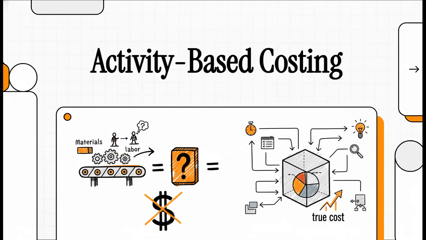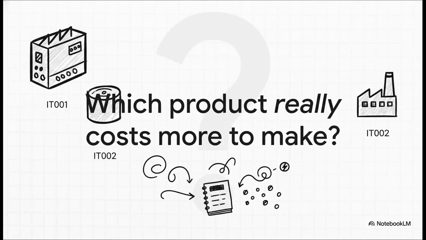You know, when you run a business, you think you have a handle on your costs, right? You add up the cost of materials, you factor in the labor, and that's it. Well, what if I told you that simple approach could be completely wrong? Today, we're going to pull back the curtain on a method called activity-based costing that shows you where the real money is going. So, let's just jump right in with a question.